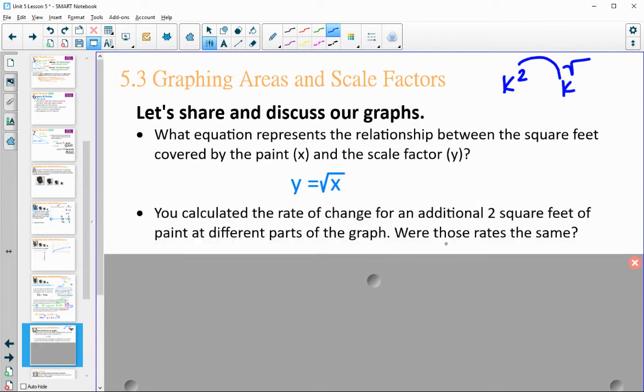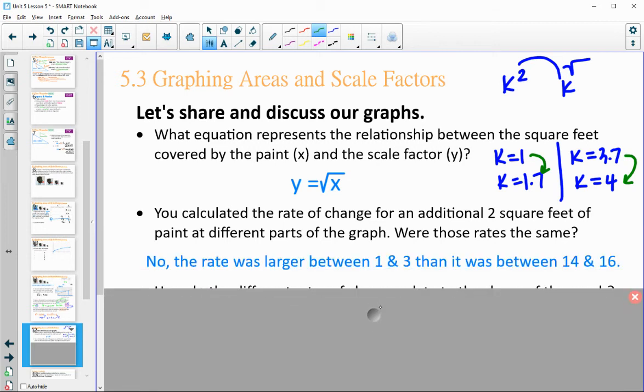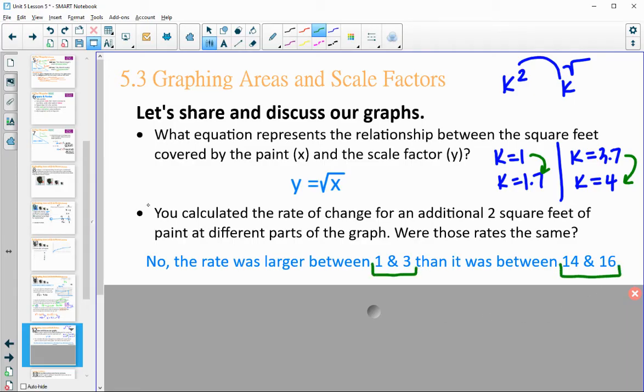And when we calculated the difference in 2 square feet of paint, were those rates the same? If you remember, in the first one we went from k equals 1 to k equals 1.7. Then we went from k equals 3.7 to k equals 4 for an additional 2 square feet of paint. So this one went up by 0.7 and this one went up by 0.3. So their rates are not staying the same. It was a larger jump between the 1 and 3 square feet of paint than it was for the 14 and 16.